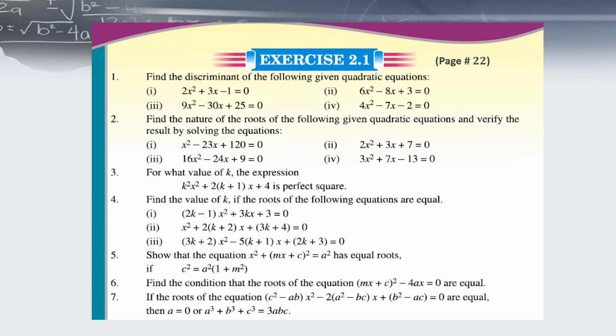Basically, all the questions from 3 to 7 are of the case of equal roots. That implies that discriminant is equal to 0.